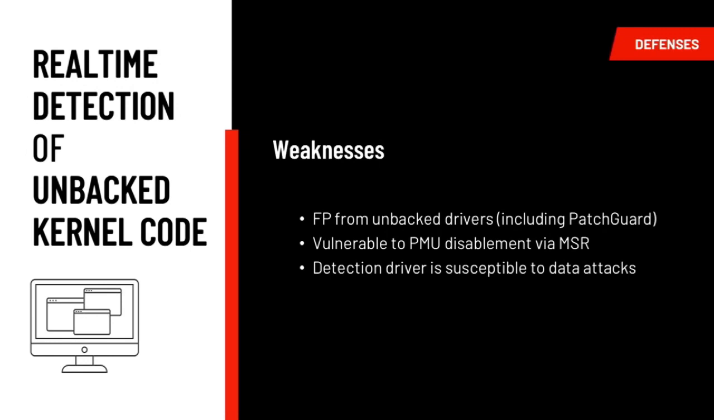Another weakness is that if the adversary can execute kernel code and they're aware of the system, the first thing they could do is disable the PMU. All you need to do is write some MSRs to disable the PMU. Or they could disable interrupts entirely. And finally, an attacker could always do data attacks on our driver, like IAT patching, things like that. Because this is a driver. This is just software running in ring 0.